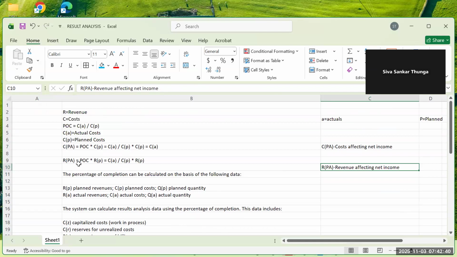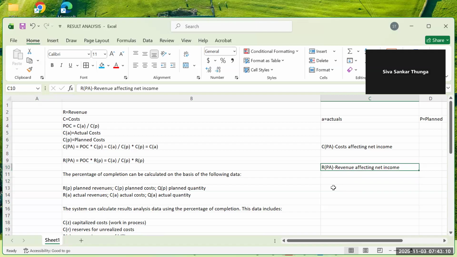Yesterday I told the formula: revenue affecting net income, or calculated revenue, is nothing but POC into planned revenue. For 90,000 of actual cost, what is the equivalent value of actual revenue that we calculated yesterday? Something around 1,80,000, you remember? That means that is the revenue affecting net income based on the cost that is available on the project.